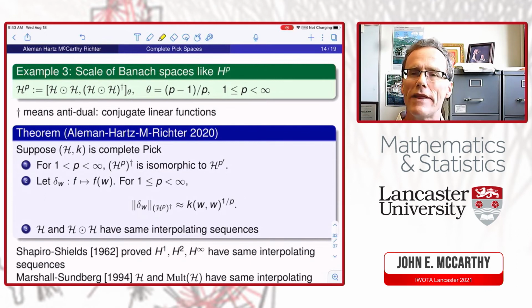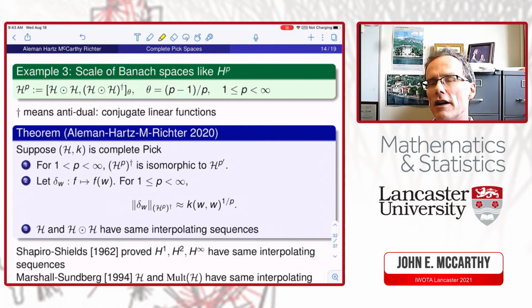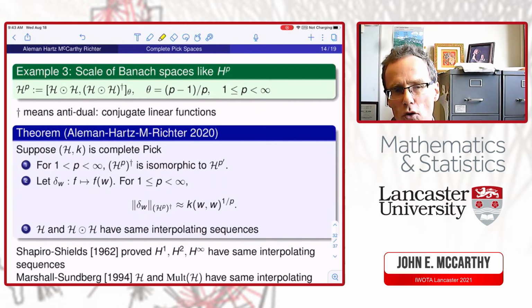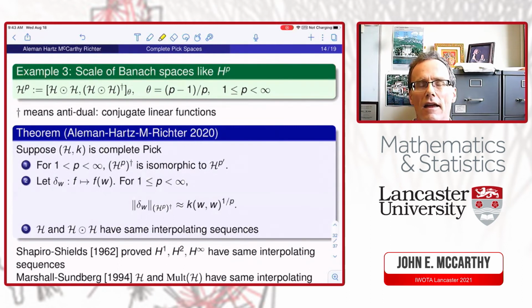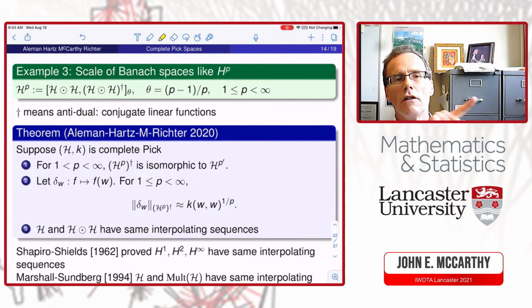The reason you have to deal with the anti-dual is because of this unfortunate fact that Hilbert spaces aren't actually self-dual because of the complex conjugate linear product. A Hilbert space is naturally isomorphic to its anti-dual. And likewise, the dual of HP is not isomorphic to HQ, but to the complex conjugates of HQ. So if you work with the anti-dual on a space of analytic functions, everything will be analytic.